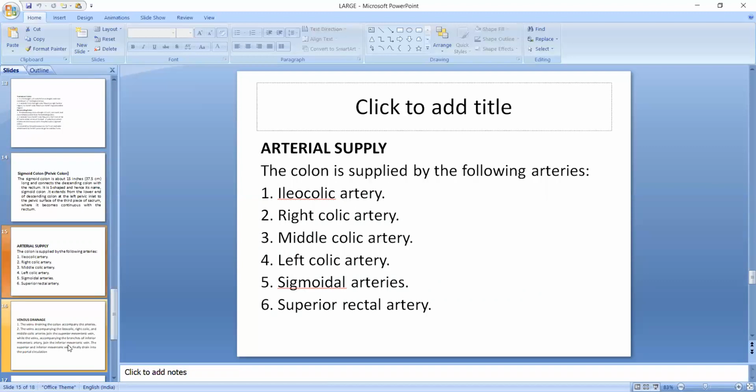Arterial supply of the colon: the ileocolic artery, right colic artery, middle colic artery, left colic artery, sigmoidal arteries and superior rectal artery. All these arteries supply the complete portion of the colon.